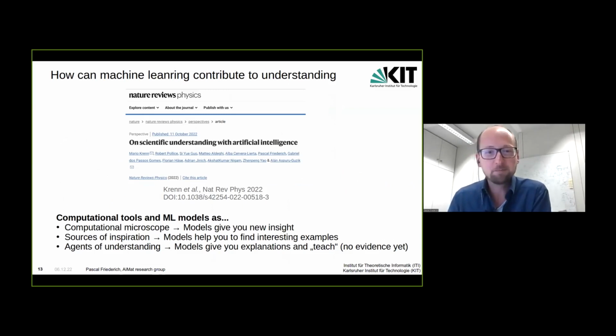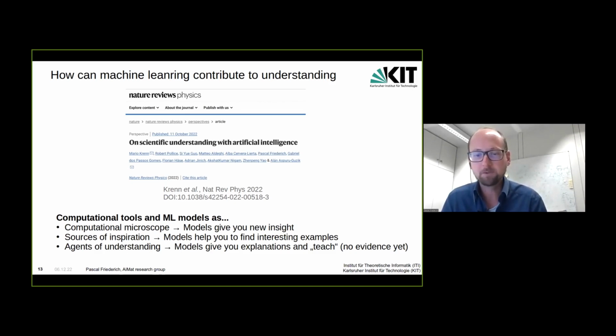This is based on a paper that was developed over multiple years, mostly driven by Mario Krenn's initiative, who is the first author here. And this is based on discussions and surveys that we did with a lot of different researchers in the field of computational materials design and modeling in the last couple of years. So we were asking more or less the question, how do AI and machine learning methods, or computational methods in general, contribute to more basic scientific understanding?